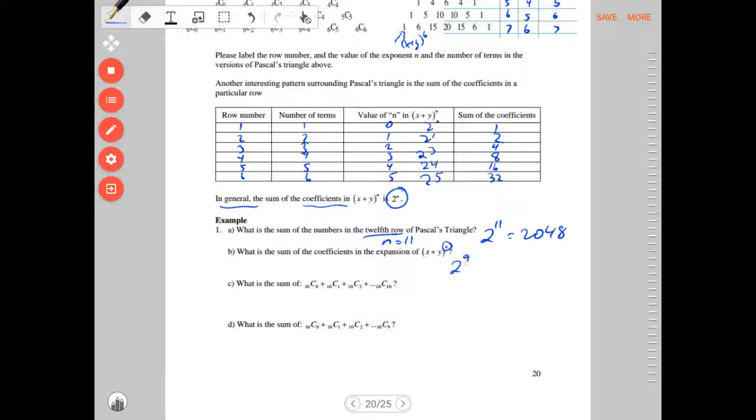So what is the sum of the coefficients in the expansion x plus y to the 9? Well, that's just 2 to the 9. So that's 512. Okay, great. So what is the sum of these?